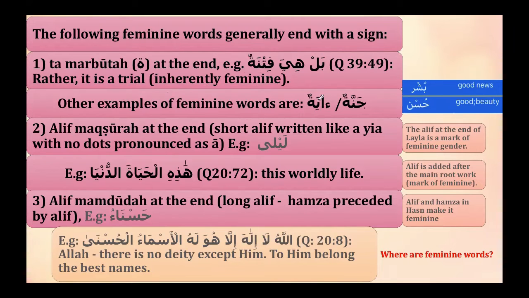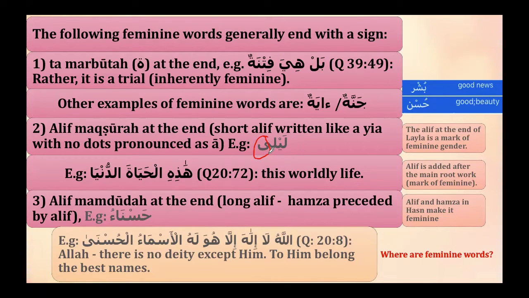We already talked about these examples also. Jannatun, ayatun, these are all feminine. Okay. Now, this is another marker of a feminine word. So this ya at the end has no dots. It is called alif maksura. So Laila.